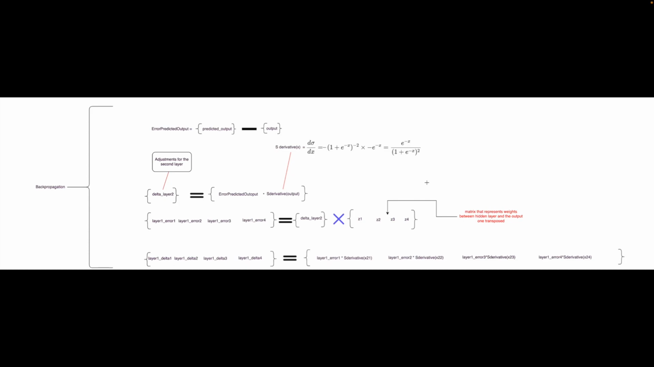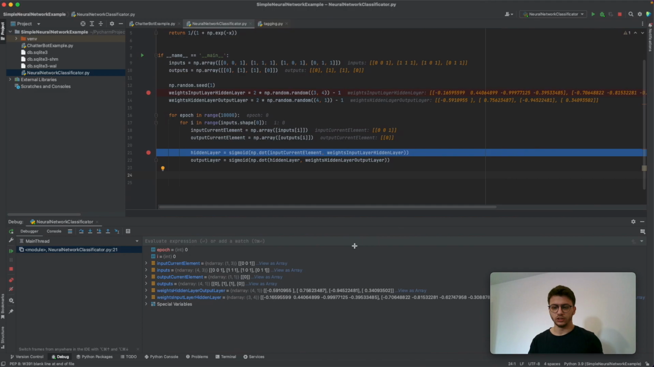And the last part of the backpropagation is calculating the delta for the hidden layer. We will use the error. We will multiply it with the derivative applied to the neuron values of the hidden layer. Maybe this sounds confusing a bit right now, but we will do it in code, and we will use also the debugger to visualize it. Let's get back to the code.